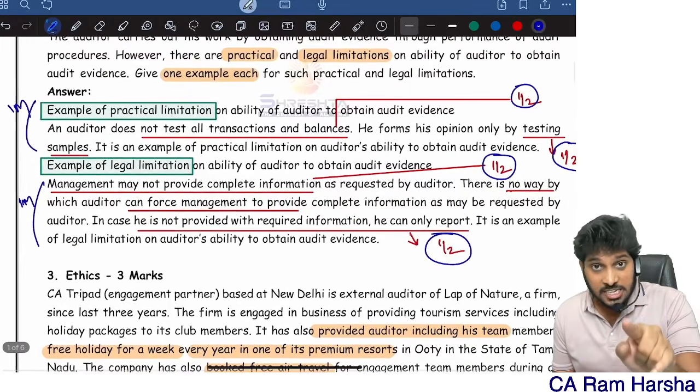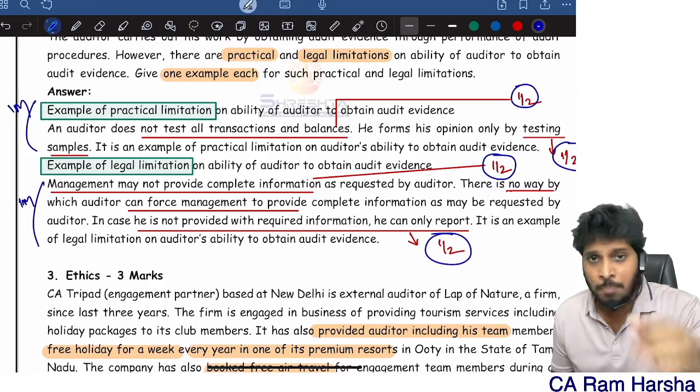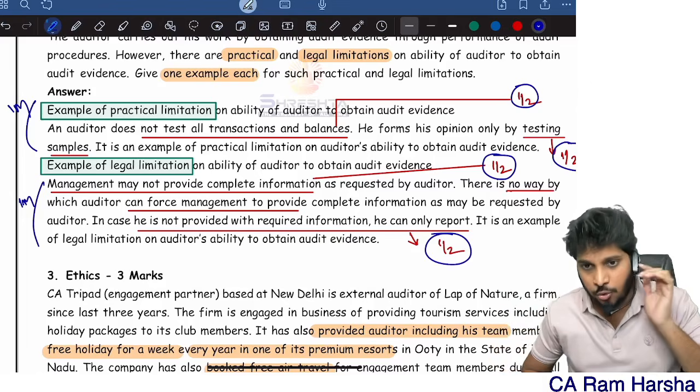If your answer sheet contains these keywords, then only allocate marks. If you do not understand, once again repeat the video, you will understand how to value.